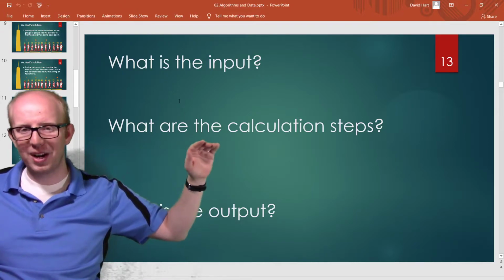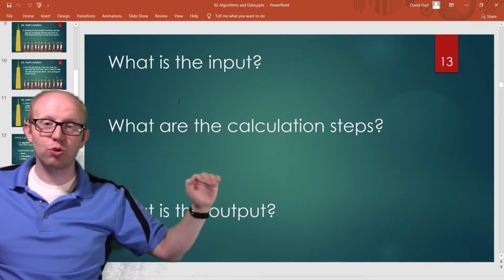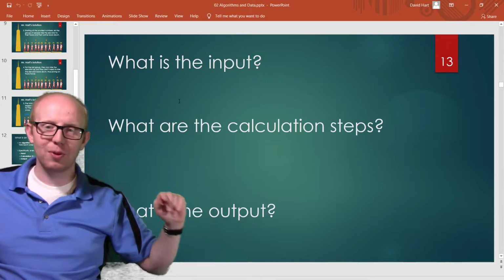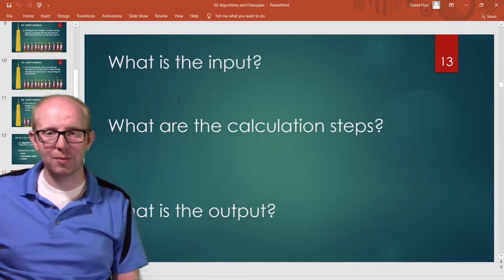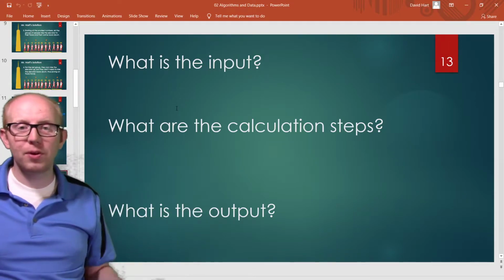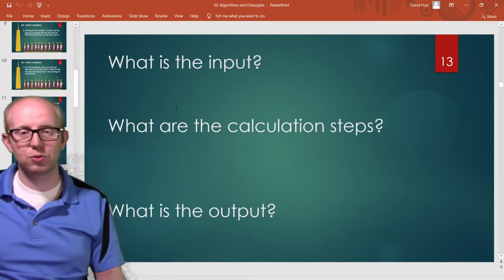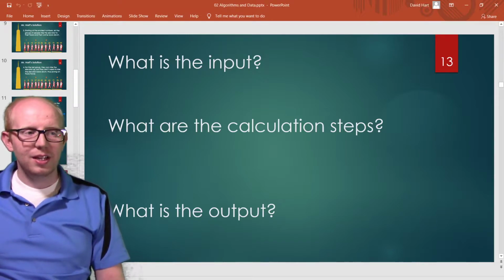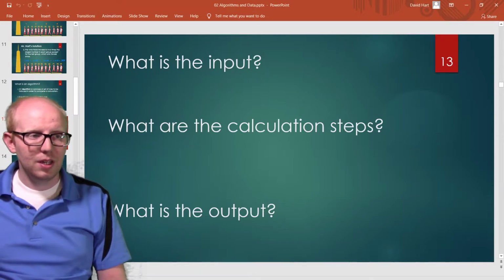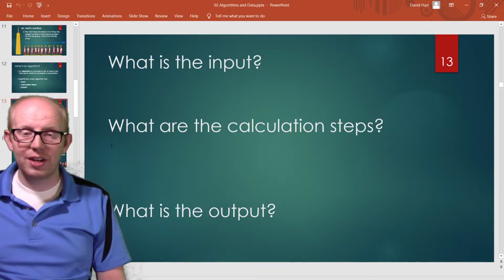Sort the group by a number, then group them by the largest, and then send them up by the smallest. Those were the calculation steps we just talked about. And then the output is hopefully the smallest possible trip, right? The shortest possible trip in the elevator. So that's the beauty of an algorithm.